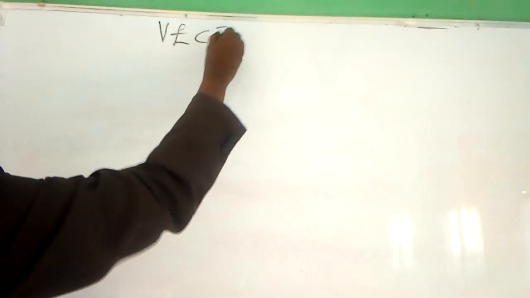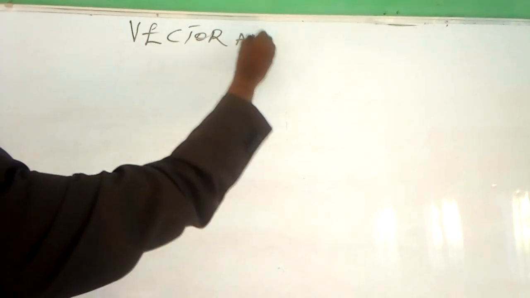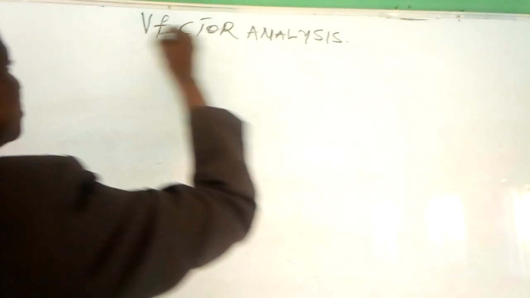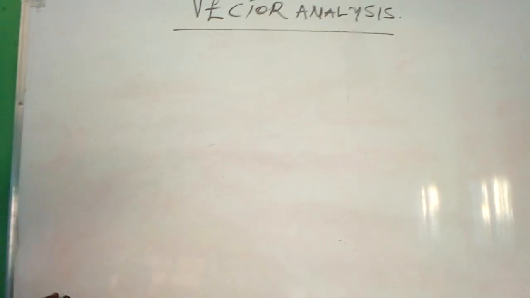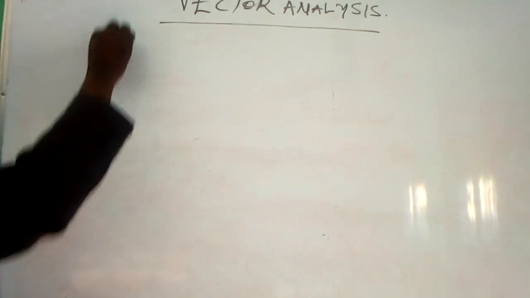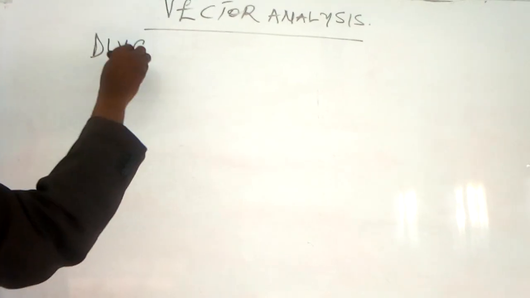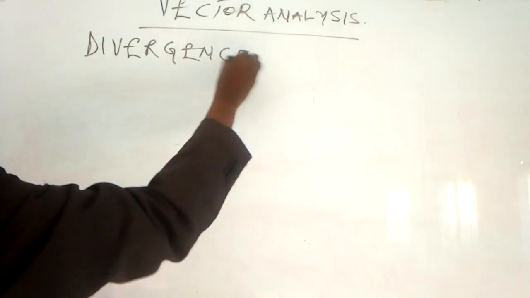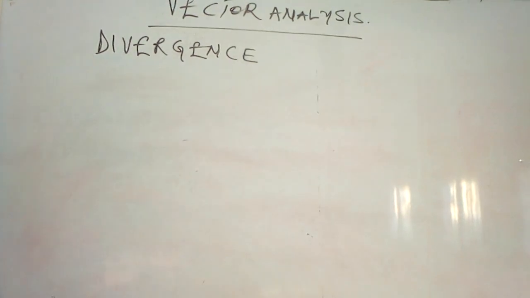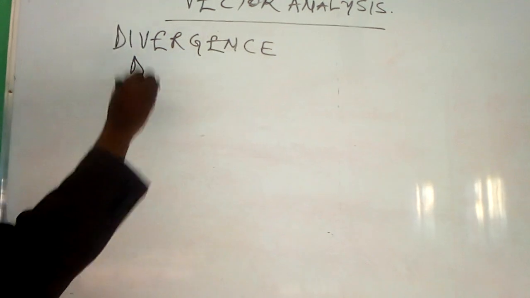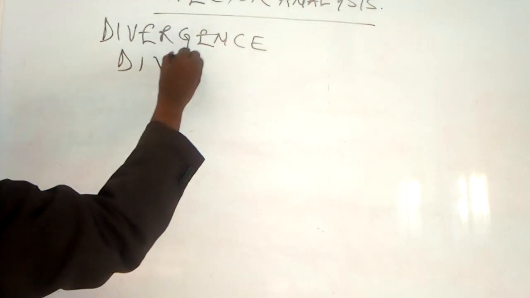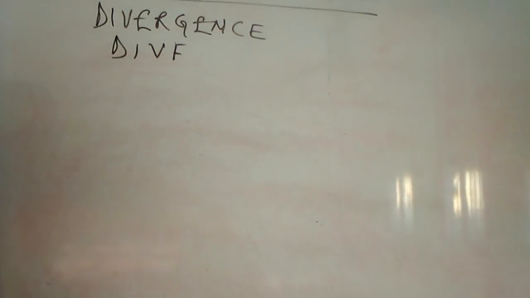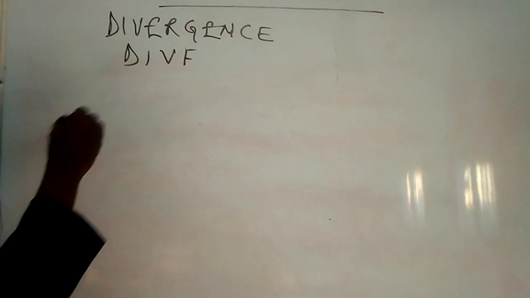Vector analysis. So we shall be looking at divergence. Now, divergence is shortened as div. Div F, for example, div of a force field, the divergence of a force field.